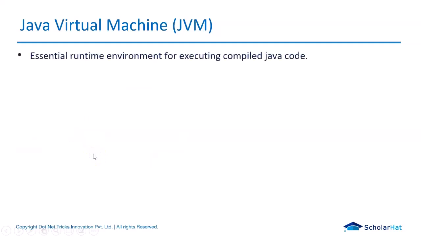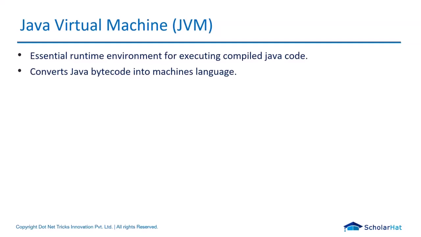Java Virtual Machine is an essential runtime environment for executing compiled Java code. It stands for Java Virtual Machine, and we have different JVMs for different operating systems, like Windows, Linux or Solaris. But all the JVMs understand the bytecode given to them, no matter from which machine the bytecode is generated. This makes Java platform independent, so it can be executed on any machine.